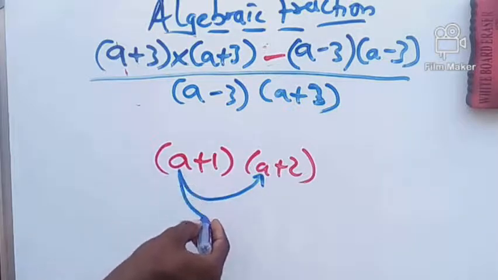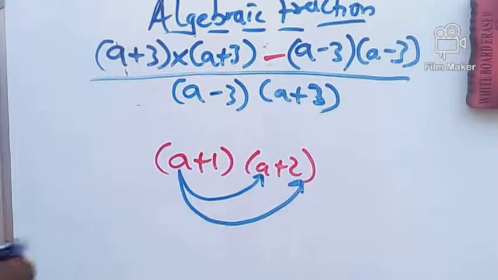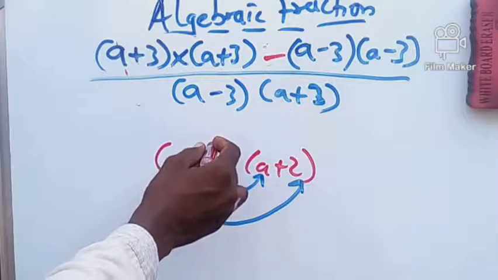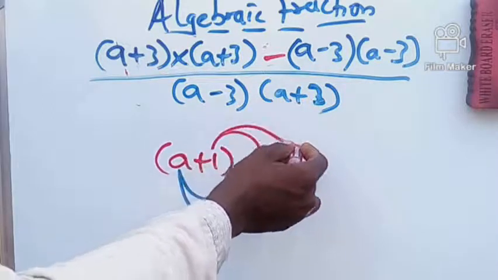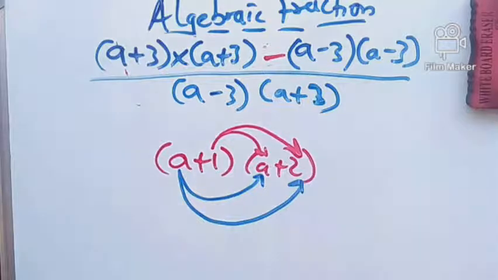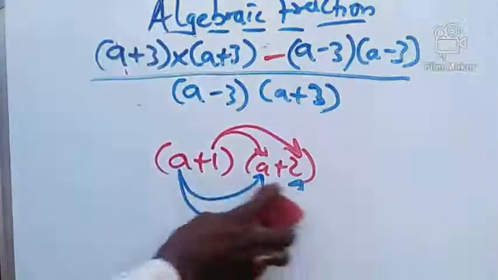Now take the first term, multiply the last term, and when you're done with that process, you take the second term here, multiply the first term here, and take the second term here, multiply the second term here, and then you have your expression. So let's quickly implement that and let's see where it gets us.